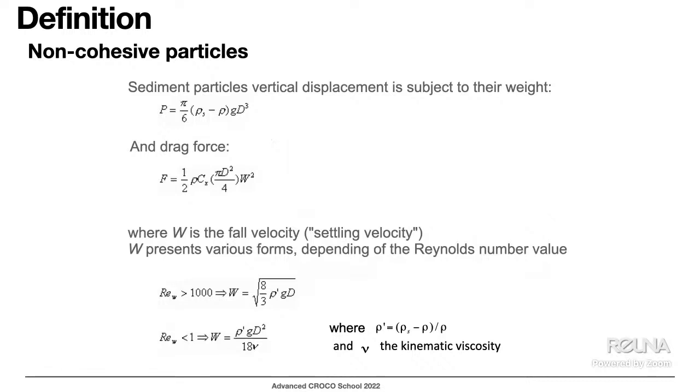Another definition is cohesive and non-cohesive particles. Particle displacement is subject to their weight and to some drag force. We will see when we get to CROCO modeling that each particle has a so-called settling velocity. It is affected vertically by the flow, but also by gravity, and this fall velocity can take different forms. We talk about non-cohesive particles in opposition to cohesive particles, which can aggregate together to form bigger particles. In our case, for some particles there is no aggregation, no flocculation, so there is no creation of heavier particles. I'll come back to this later with the description of CROCO.